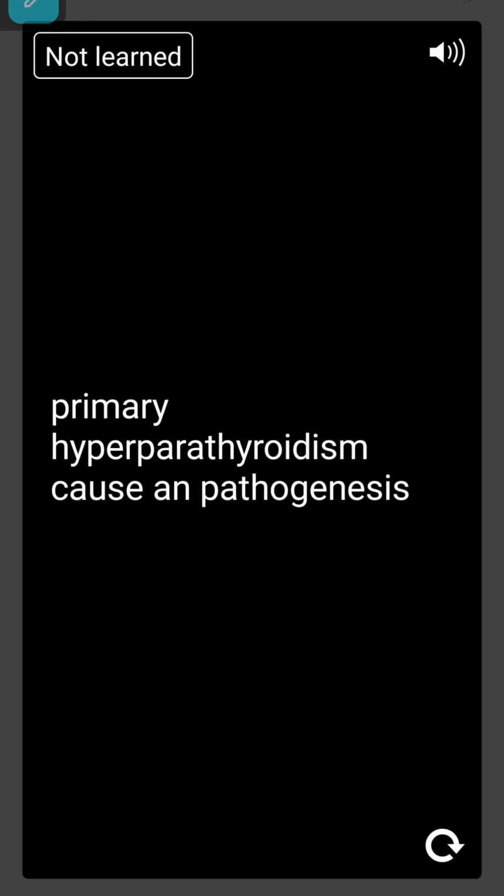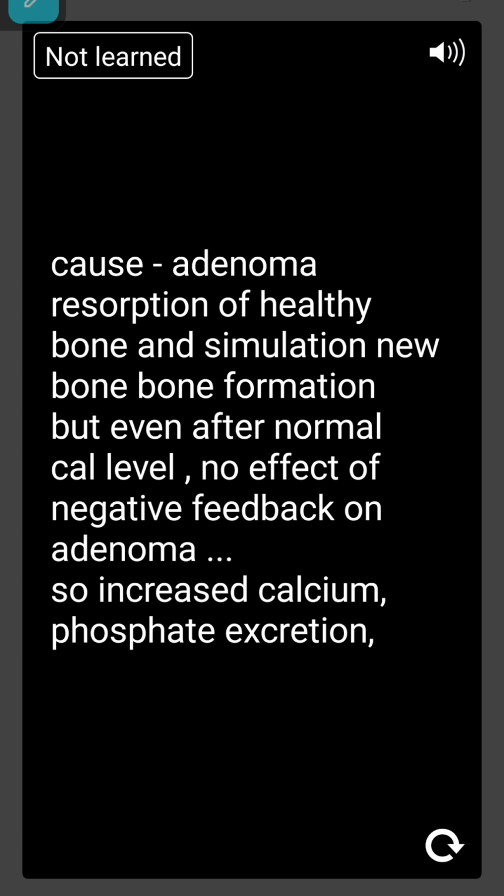Primary hyperparathyroidism cause and pathogenesis. Cause: adenoma. There is resorption of healthy bone and stimulation of new bone formation, but even after calcium level is normal, there is no effective negative feedback on the adenoma. So there is increased calcium and phosphate excretion.